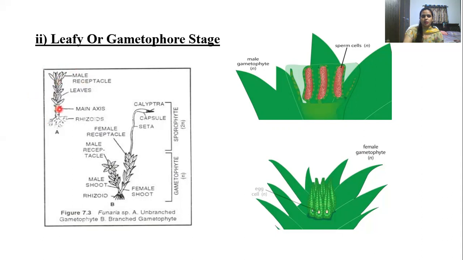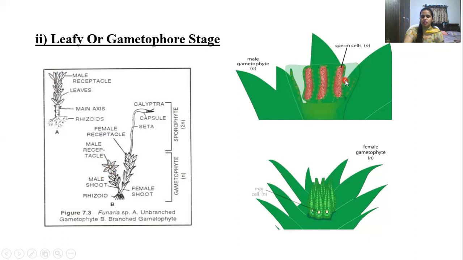In the previous picture, you saw the unbranched gametophyte. Here you can see the branched gametophyte. This is a male shoot and this is the female shoot. The male shoot consists of the male receptacle. In the enlarged portion of this, what you can see are the perichaetial leaves, which are closely arranged at the tip of the apex. And this is the enlarged portion of the male shoot.